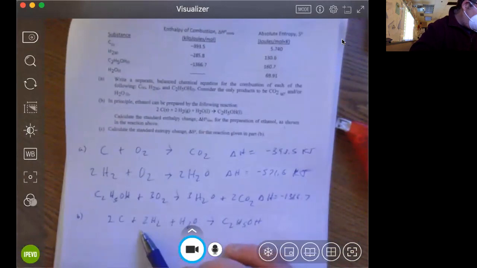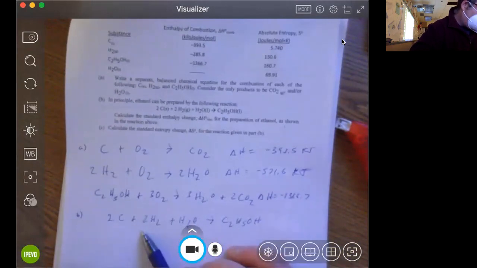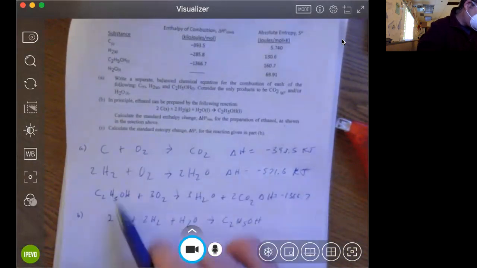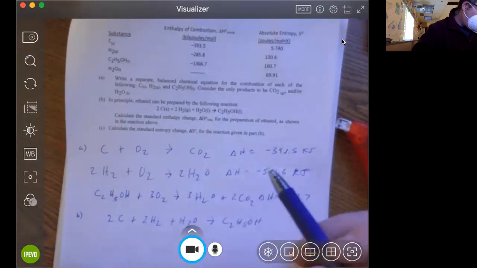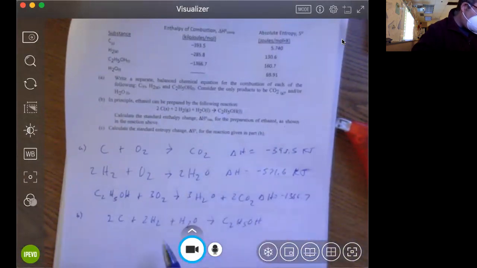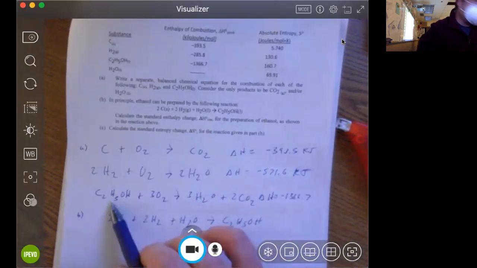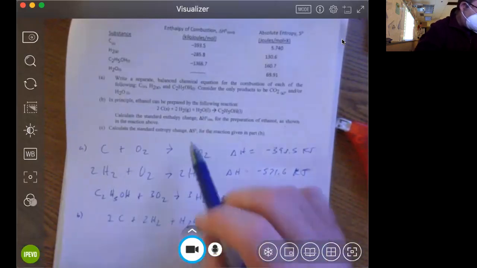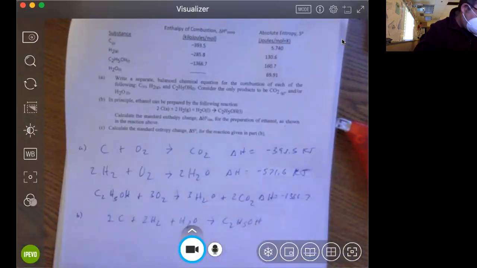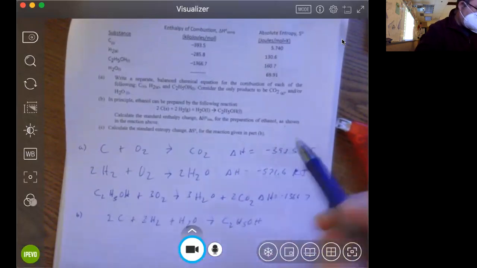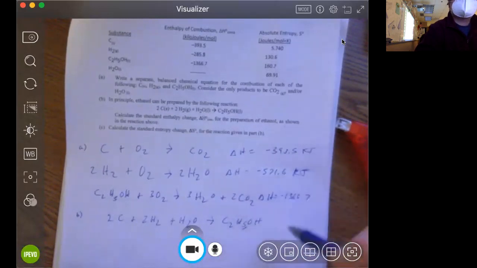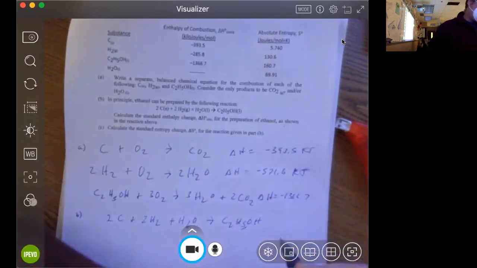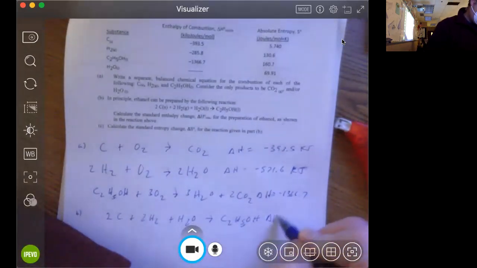So if it can be made by this equation, we can take these 3 equations. Here we have C, here we have H2, here we have a combination of H2O, and here we have the product C2H5OH. We can take these 3 equations and, using Hess's law, make this equation. Once we fix them, we can add those together, and that will give us delta H for the whole new reaction.